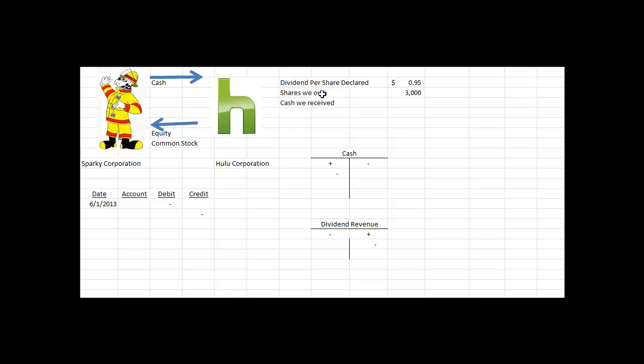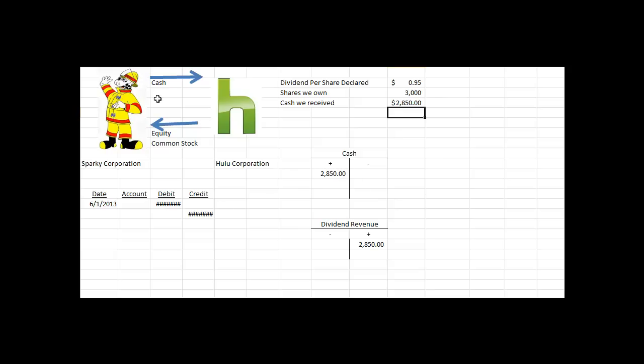So they, being Hulu, have declared and paid a 95-cent dividend per share. We own 3,000 shares, and so the total cash we will receive, being Sparky Corporation, is $2,850. Since we own less than 20% of the stock that's outstanding, we record this $2,850 as dividend revenue, which will increase income in the current period for Sparky Corporation.